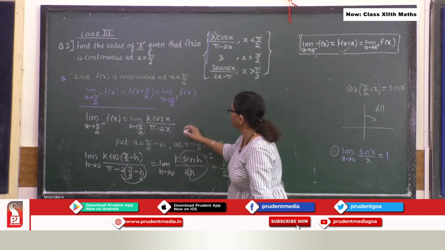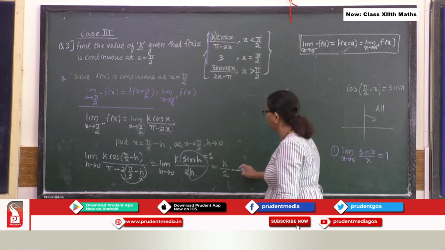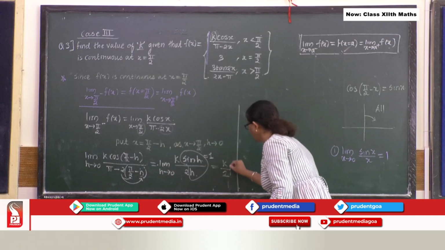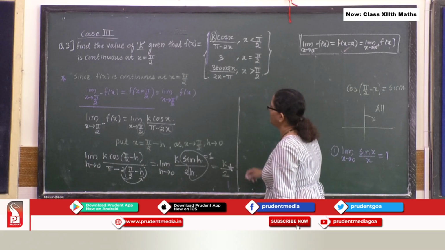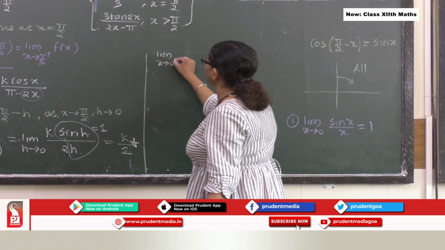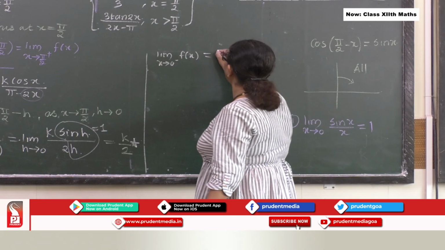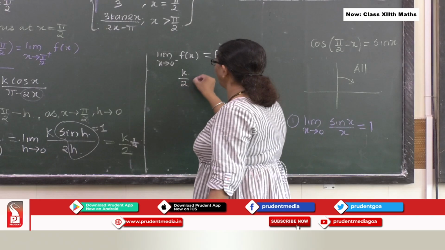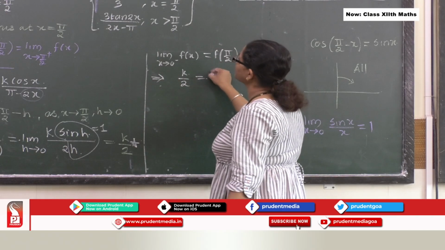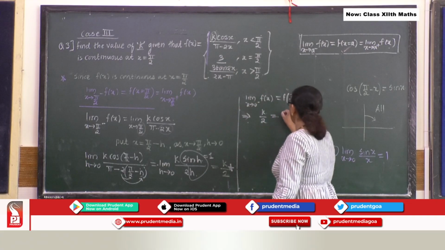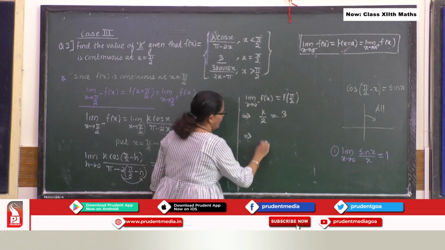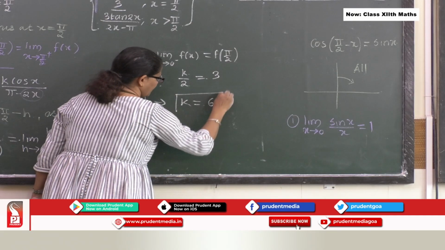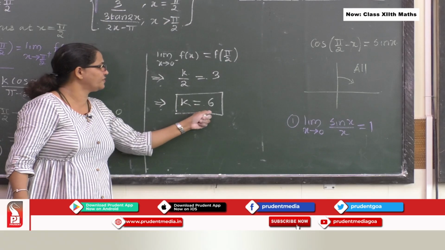Now here this is nothing but f of x equal to 2. So I compare here, this is what I am getting. So I am saying here it is limit x tends to 0 minus f of x, it is equal to f of pi by 2. So over here what I am getting? I am saying k by 2 is equal to, what value is given to me? That's 3, right? So over here I say k is nothing but 3 into 2, that's 6. So here we go. The value of k is 6.